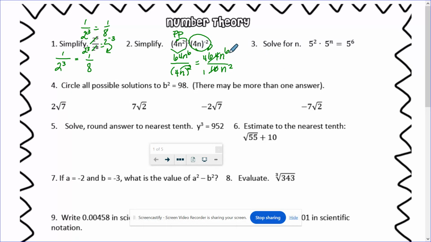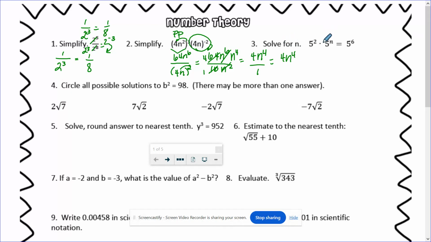And then I'm going to, again, reduce my variables. The rule is to keep the base, subtract the exponents. So 6 minus 2 is 4. And again, I always write my answer in the numerator. If it's negative, I drop it down. Or I could have said to myself, I can take 2 n's away, and that would leave me with 4 in the numerator. So my final answer is 4n to the 4th over 1, which is just 4n to the 4th. Number 3, solve for n.